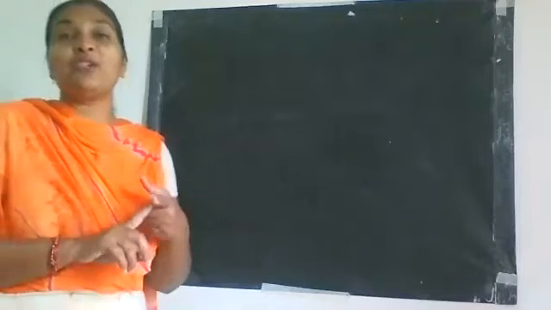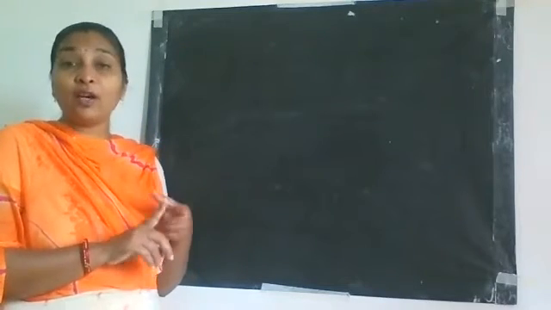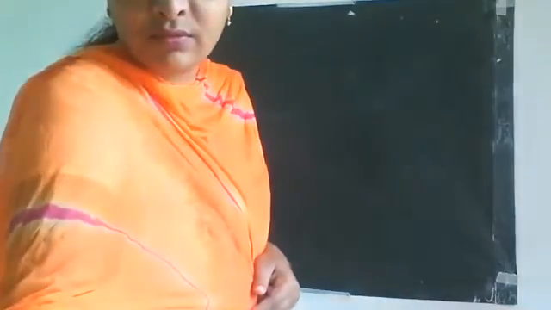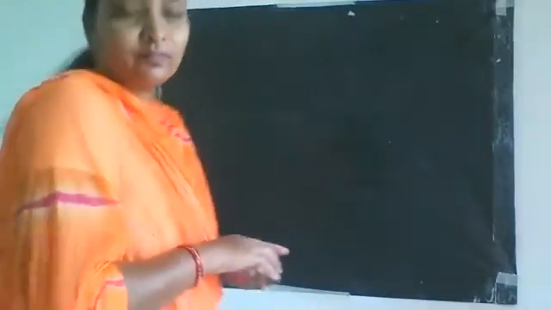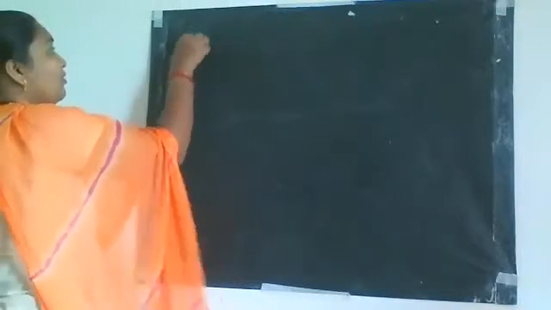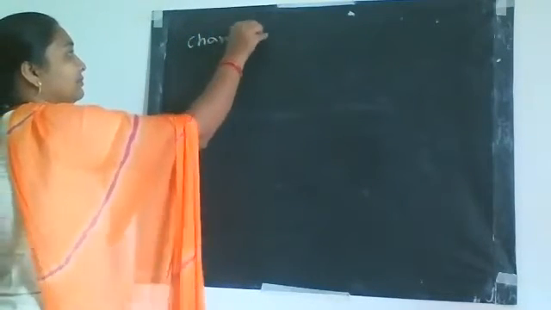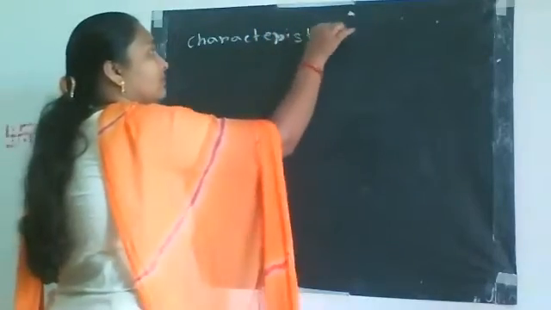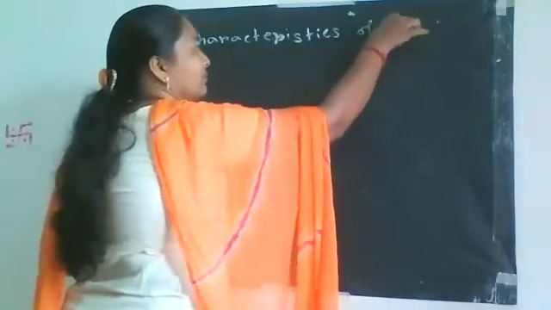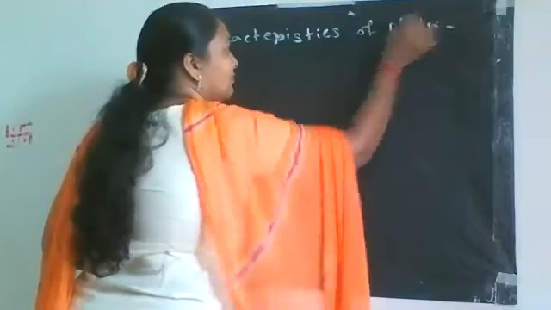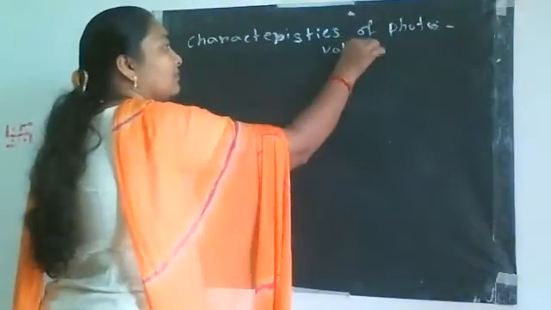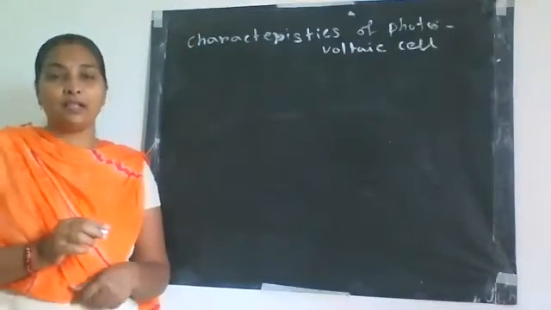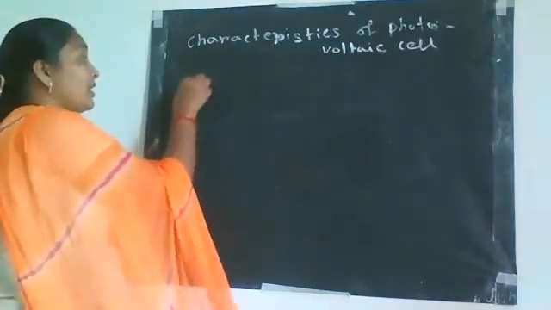Okay. So yesterday we saw the construction of the photovoltaic cell. And now today we have to see its characteristics and its disadvantages. So give the heading: characteristics of photovoltaic cell. Okay, now we have to see the first characteristic, number 1.